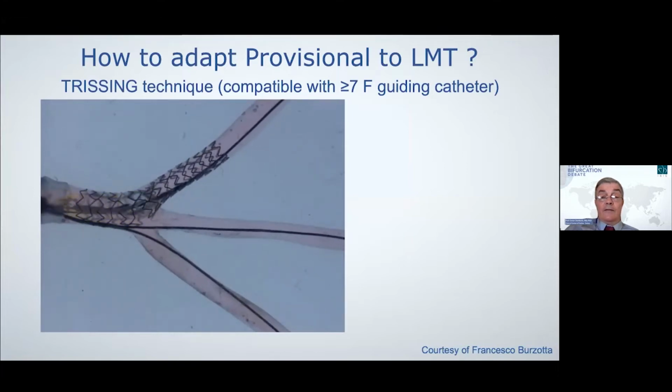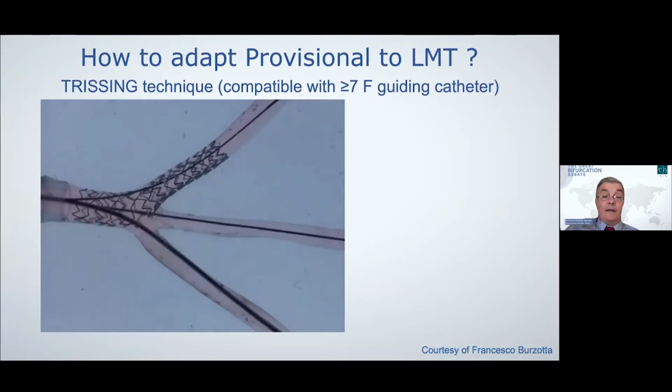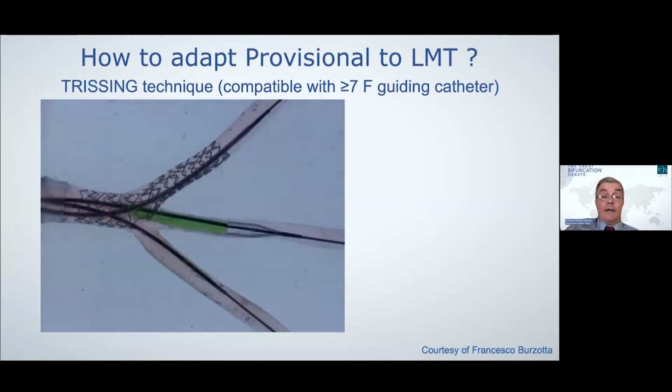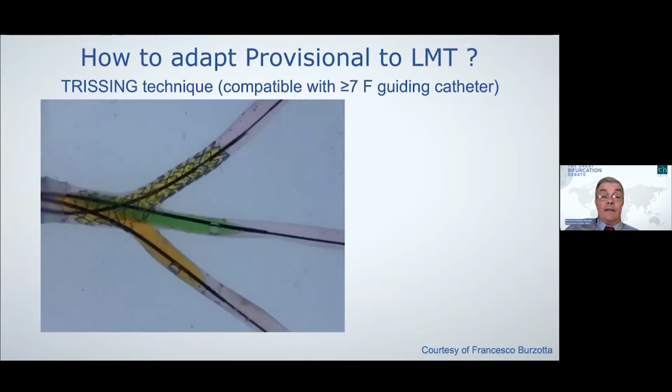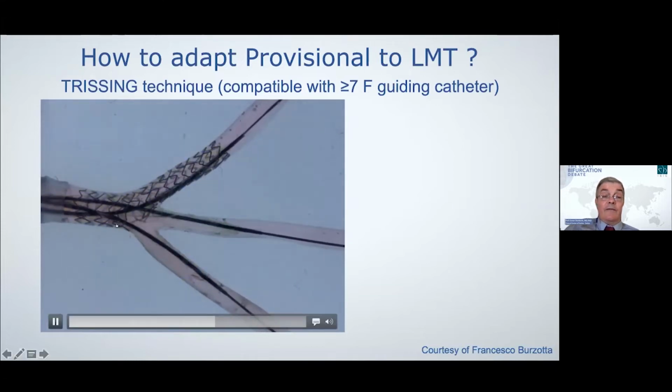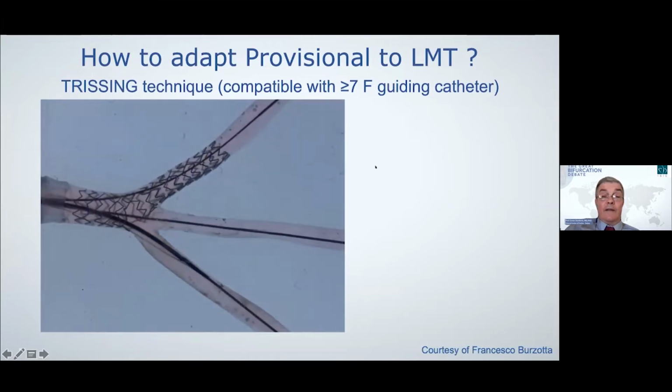And this is just the bench testing imaging from Francesco Burzotta, showing how we use the crossover technique and triple balloon inflation, or kissing, in left main trifurcation. So after crossover stenting and proximal optimization, we exchange the wires, and then we start with separate balloon inflations, and then, as you may see in different colors, simultaneous inflation of all 3 balloons.